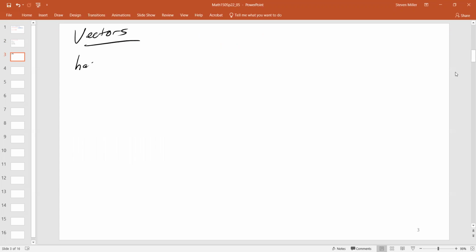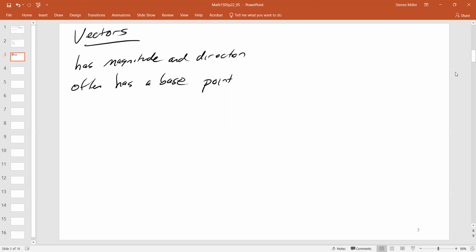So it has magnitude and direction. It often has a base point. So it's where is the action happening? So I can give you a generic vector, say (2, 3). So moving over 2 units to the right and 3 units up. And I could have it based over here at the point (0, 0). So it's often very convenient to talk about where the vector is based. I'm drawing a vector based at this point.